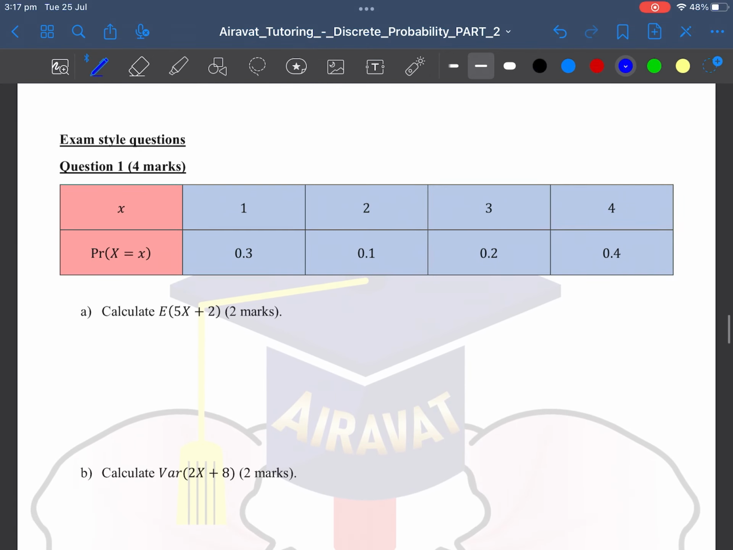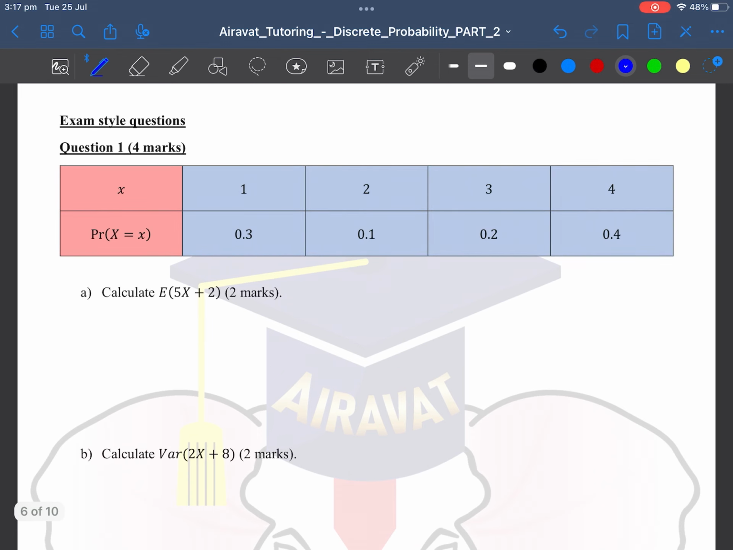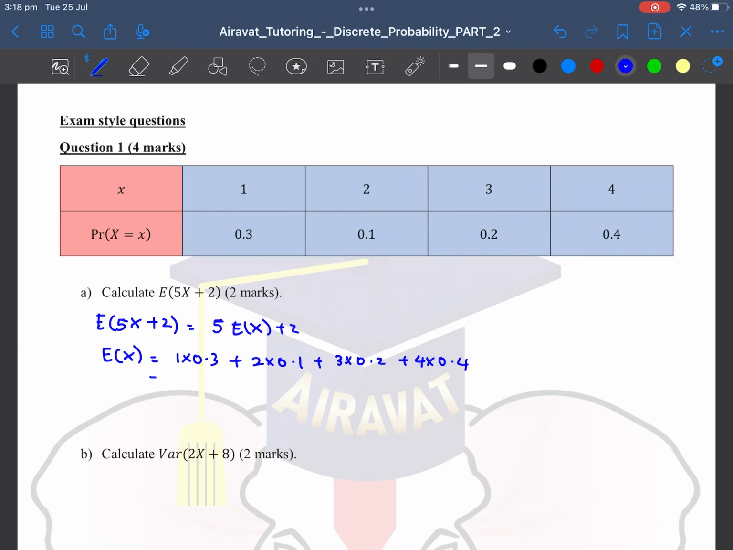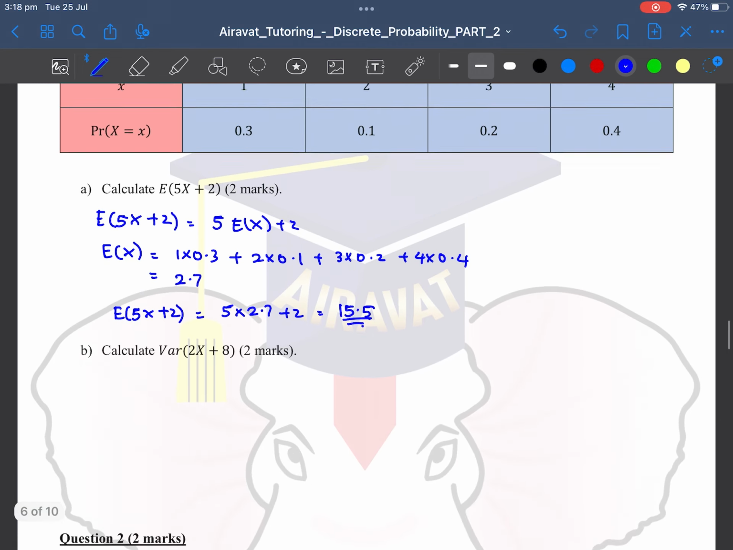Okay, exam style questions. Calculate this when the PMF is given. Okay, pretty easy now, hopefully. So E of 5X plus 2 is going to be 5 E of X plus 2. And let's simply calculate the mean, which is going to be equal to 2.7. And just sub it in. So 5X plus 2 is going to be 5 times 2.7 plus 2, which is going to be 15.5. And there you go, that's your mean calculated.